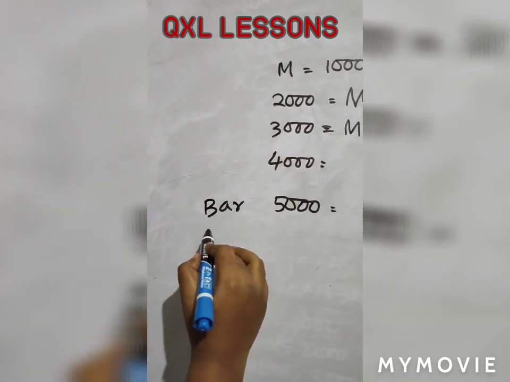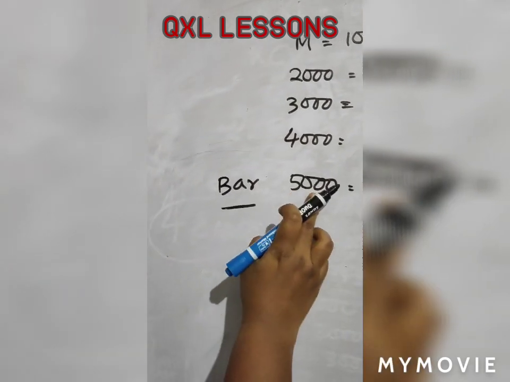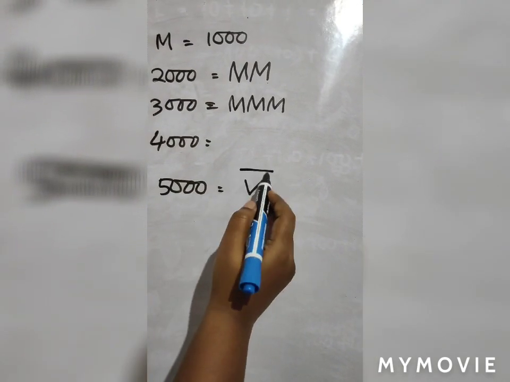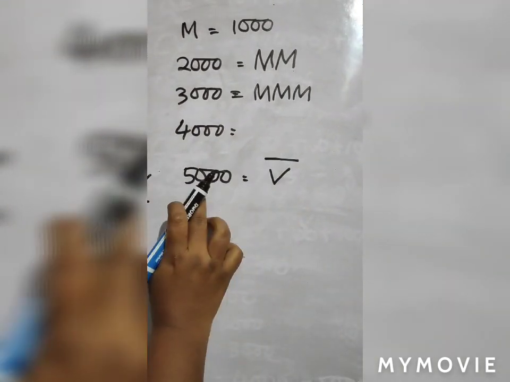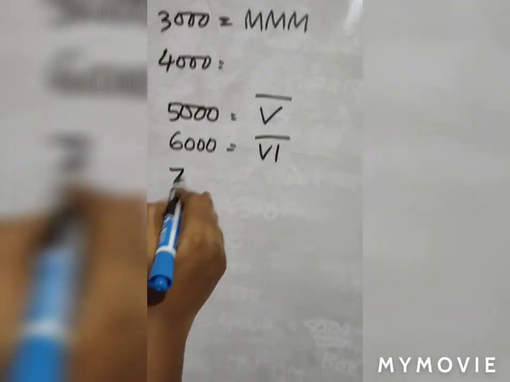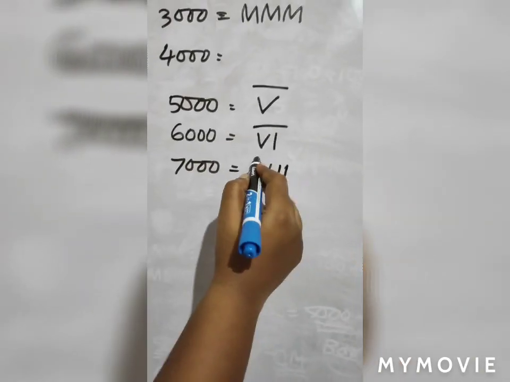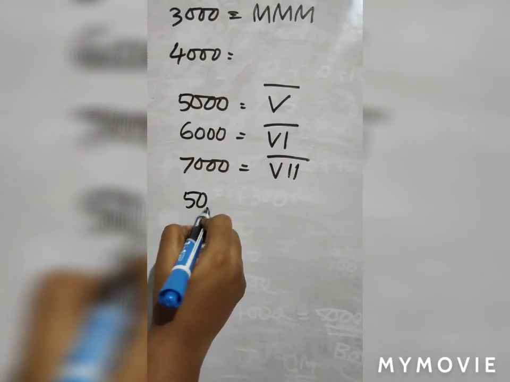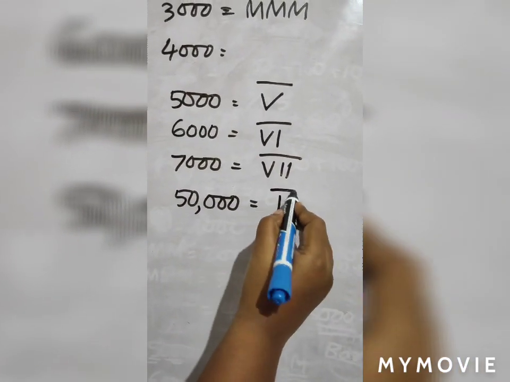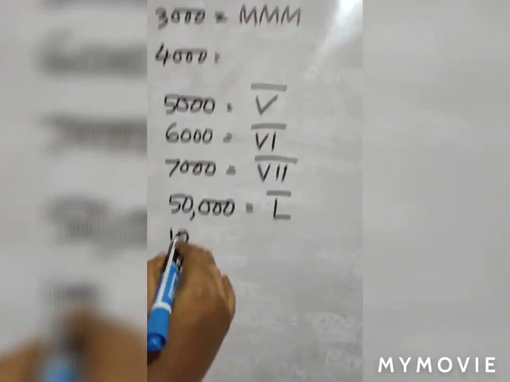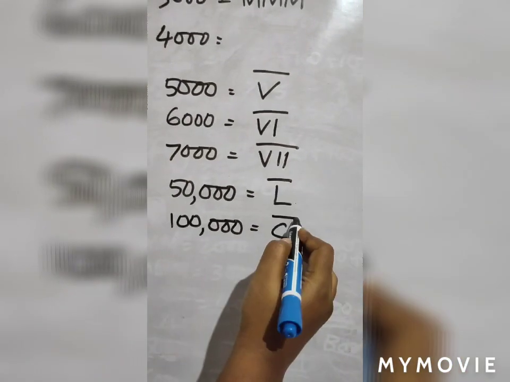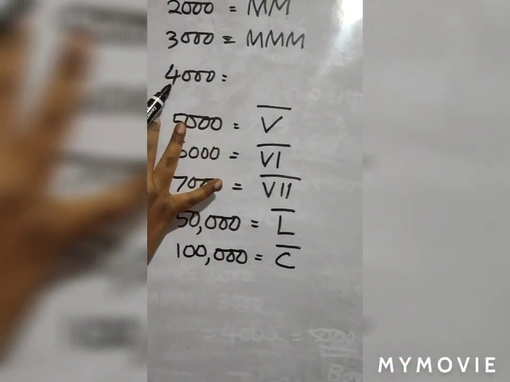Here we'll use the concept of a bar, which is a sleeping line on the top of a number. We know that 5 is V. If you put a bar on the top, that means multiplied by 1000, so 5000. Similarly, if I want to write 6000, I will write VI and put a bar on top. For 7000, VII with a bar. 50,000 is L with a bar on the top. Similarly, for 100,000, C with a bar on the top. So now coming back to 4000.